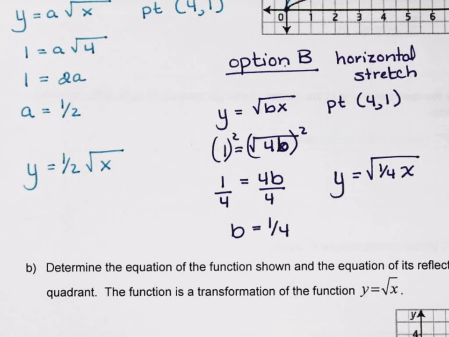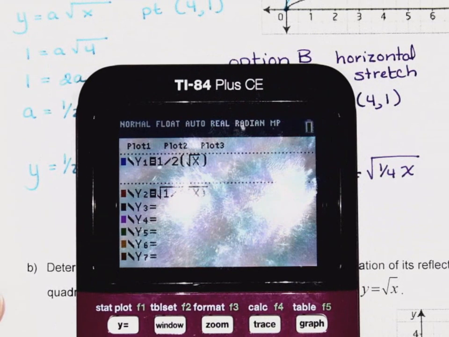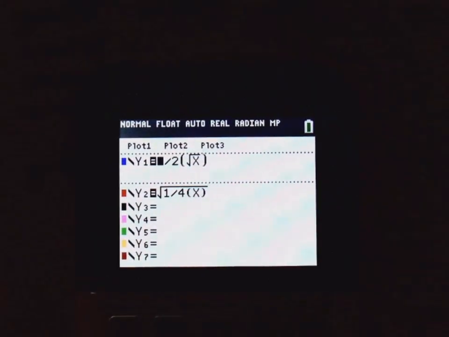All right, just give me 1 second. I'm just doing some graphs for you here. Okay, I'm going to turn that off again just so we can see it. So we have those two equations in, the 1/2 outside and the 1/4 under.